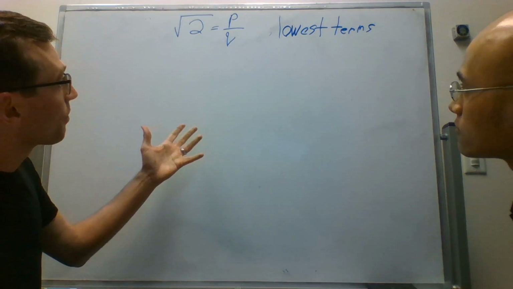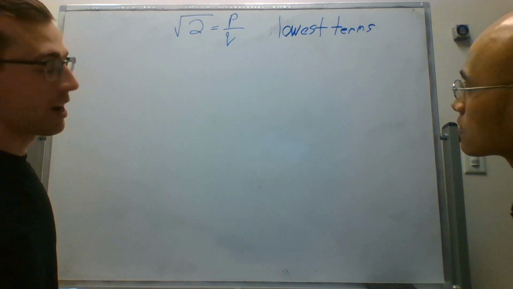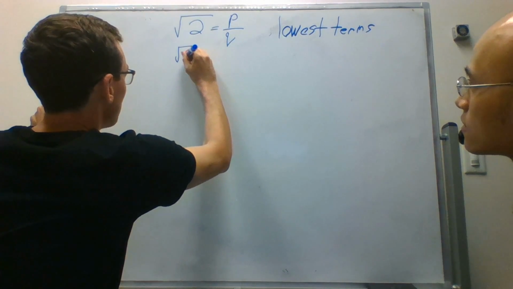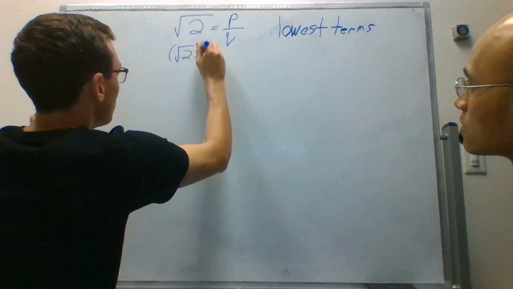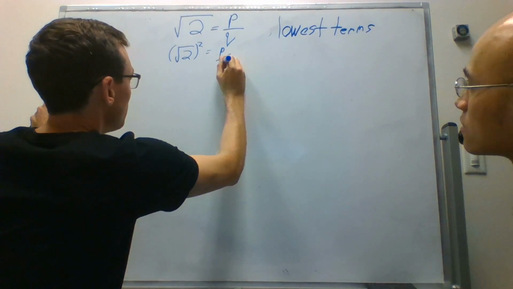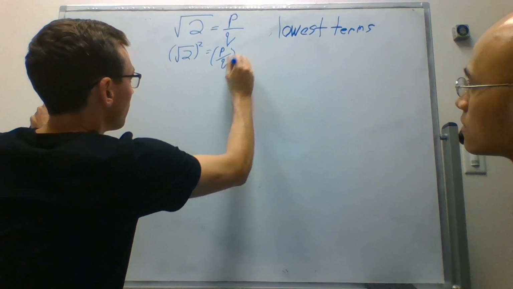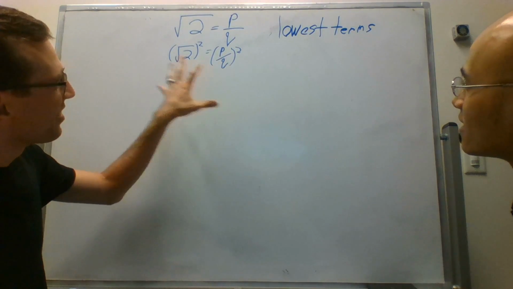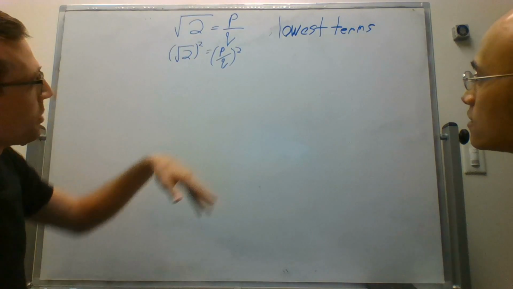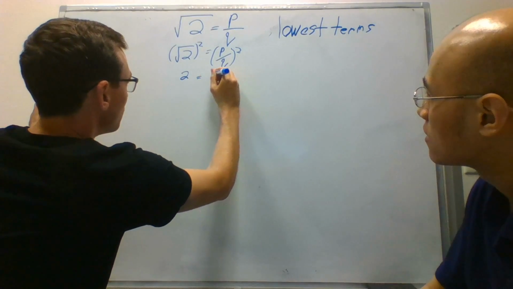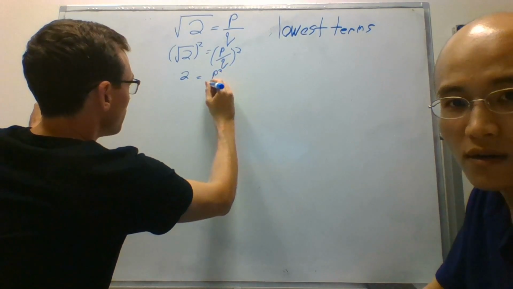Okay, so I'm going to square both sides of the equation. I'll just write it out so it's clear what's going on. The square root of 2 squared equals P over Q squared. Let's simplify that. So 2 equals P squared over Q squared.